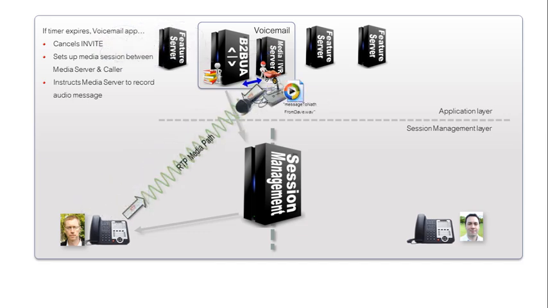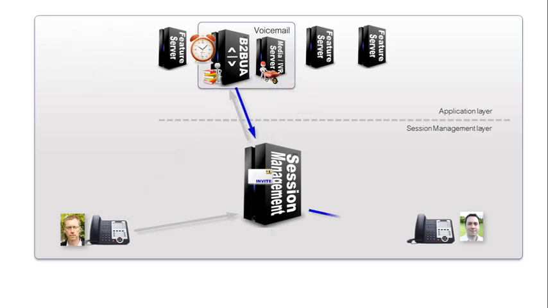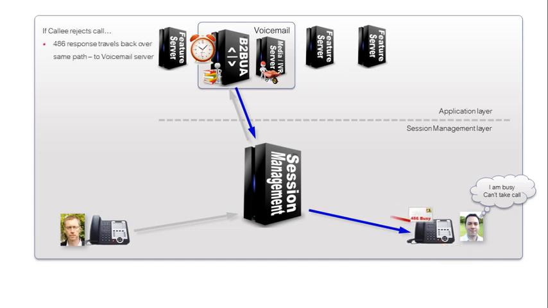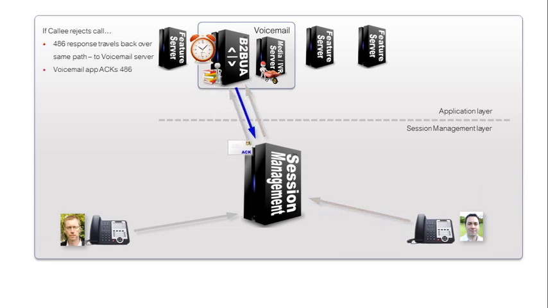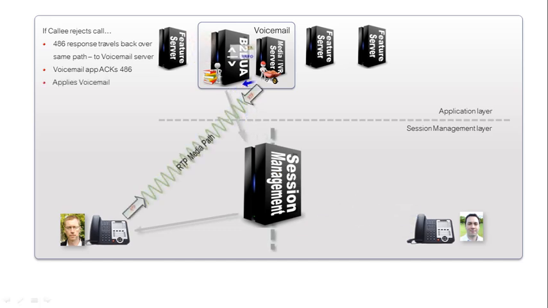Rewinding back in time a moment, it might be that on receiving Dave's invite, Nath is busy and can't take the call, so hits the button to reject it. The 486 busy response travels back over the same path as the request, back to the session manager and back to the voicemail server. Rather than send the response upstream, well, maybe the app chooses to apply voicemail instead, hacking Nath's phone, inviting the media server, and so on and so on.